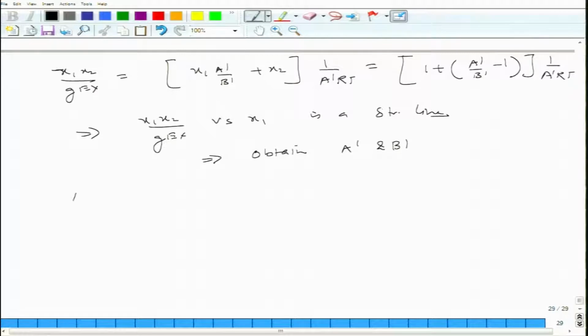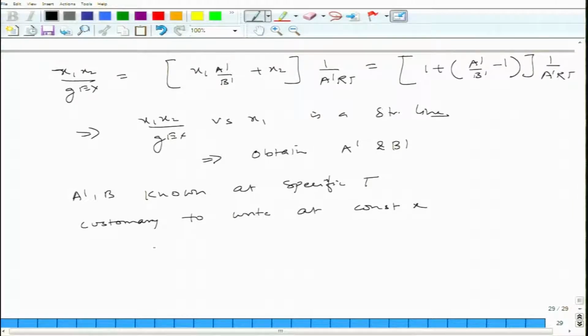Now, often you may have A and B known at a specific temperature, and then you would like to find them at a different temperature. So, it is customary to write, at constant x, ln gamma i is C plus D over T. So, you have the information, you can get it at different temperatures using this kind of customary expression, where C and D are empirically determined.